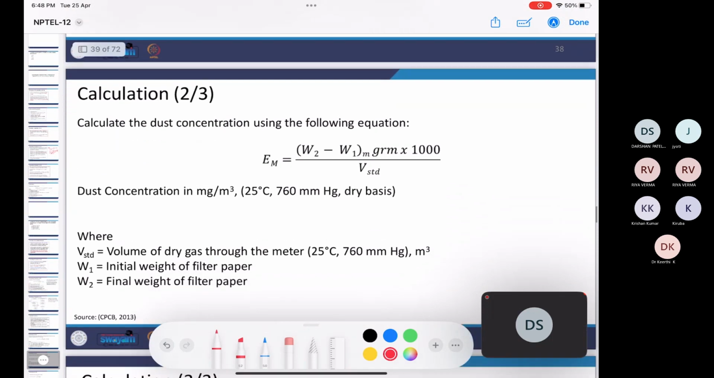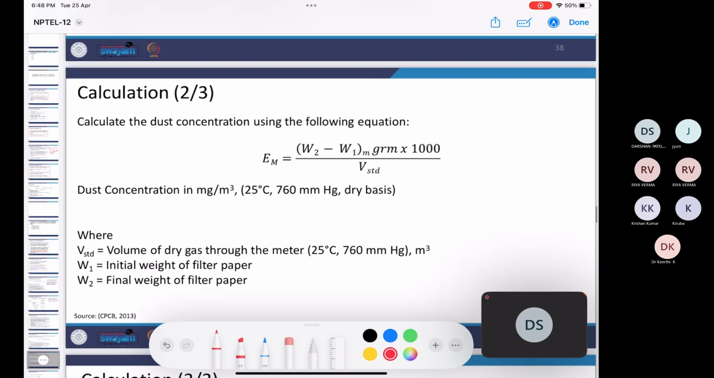Now to calculate the dust concentration, we have Em equals W2 minus W1, that is the final weight minus the initial weight of the filter paper. This is in grams, multiplied by 1000, divided by the standard volume of the dry gas through the meter.